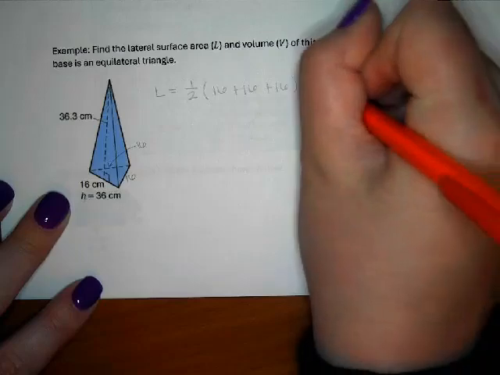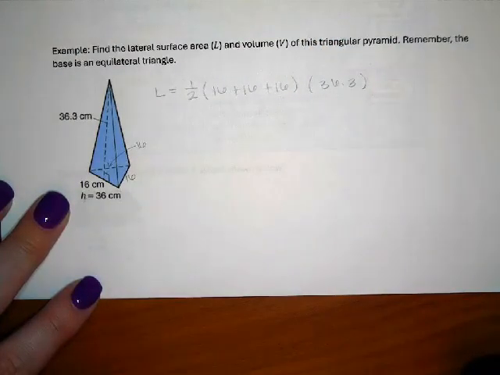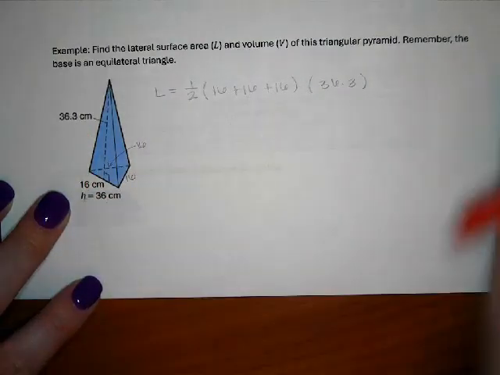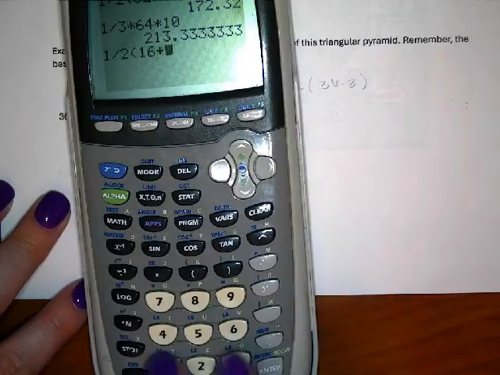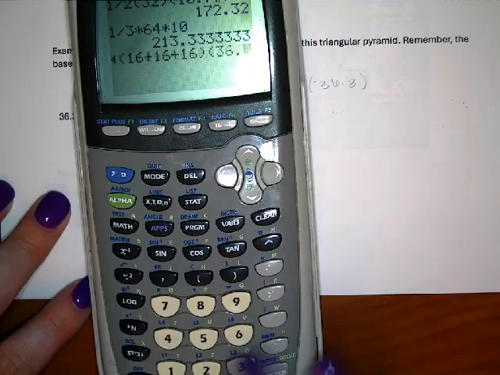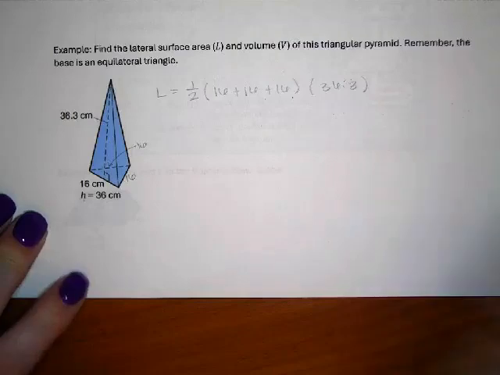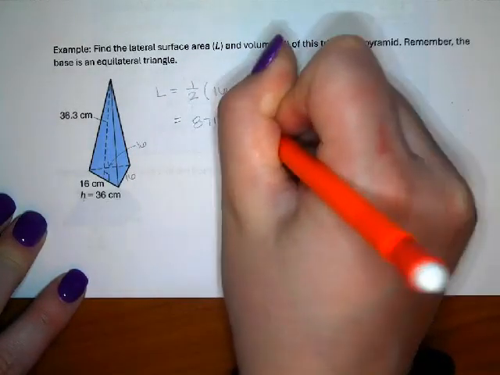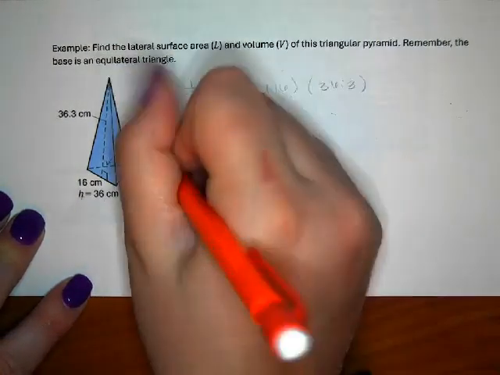So slant height is 36.3. Your slant height, because it's at a diagonal and not straight up and down, is always going to be a little bit more than the altitude. All right, so 1/2 times 16 plus 16 plus 16 times 36.3 is 871.2 centimeters squared, because we're talking about surface area. Area is always square units.